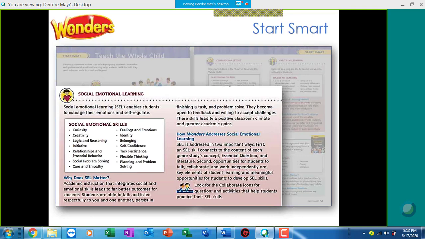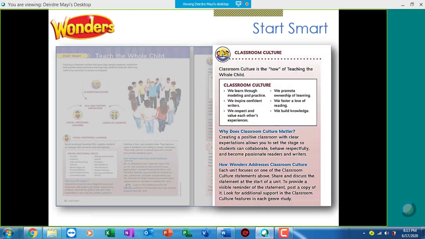Anytime you see the icon of two heads together, that means that therein lies an opportunity for students to collaborate. You will find a lot of collaboration within Wonders. And we're not going to expect collaboration to happen naturally. We're going to make it happen through teaching students these important skills.